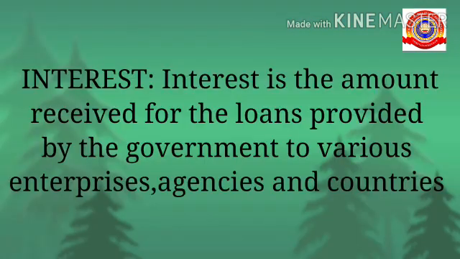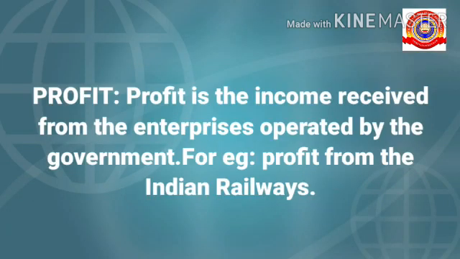Fourth one, interest. Interest is the amount received for the loans provided by the government to various enterprises, agencies, and countries. The last one, profit. Profit is the income received from the enterprises operated by the government. For example, profit from Indian Railways.